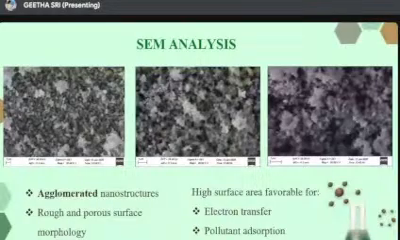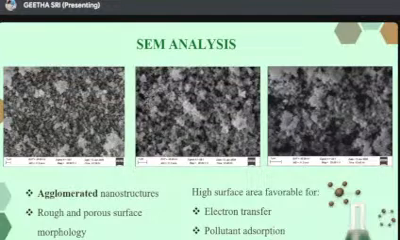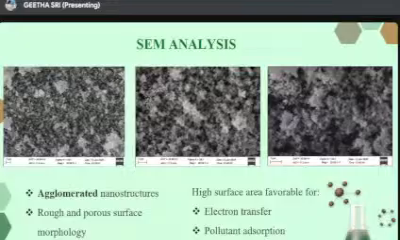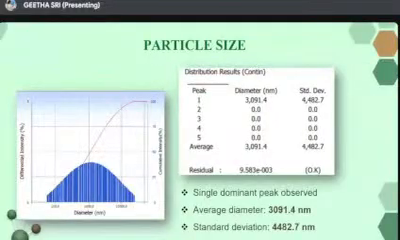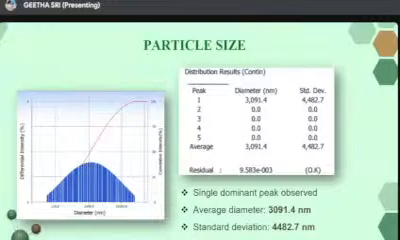Then the same analysis, the SEM images, shows agglomerated nanostructures with a rough and porous surface. Such morphology provides a high surface area, which is beneficial for pollutant adsorption and electron transfer, supporting both sensing and electrochemical applications. The particle size analysis shows a single dominant peak indicating uniform distribution, and the average particle size is around 3091 nanometer, and the fitting confirms an acceptable size distribution.